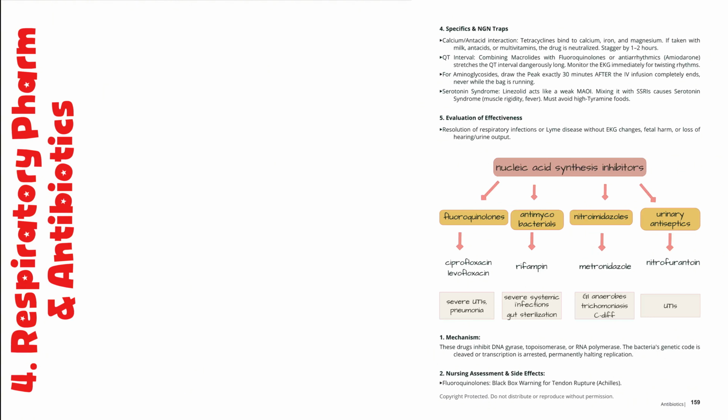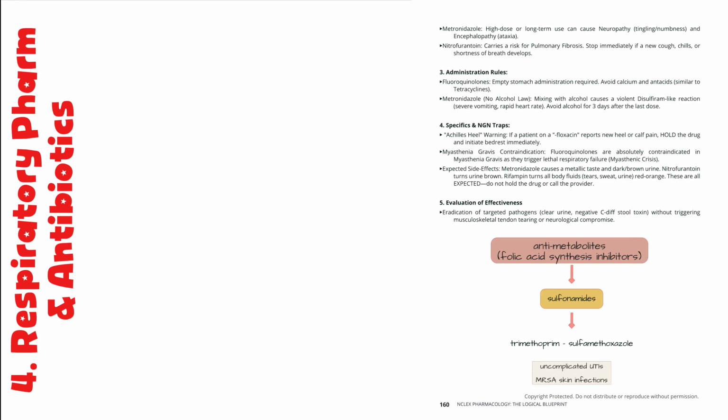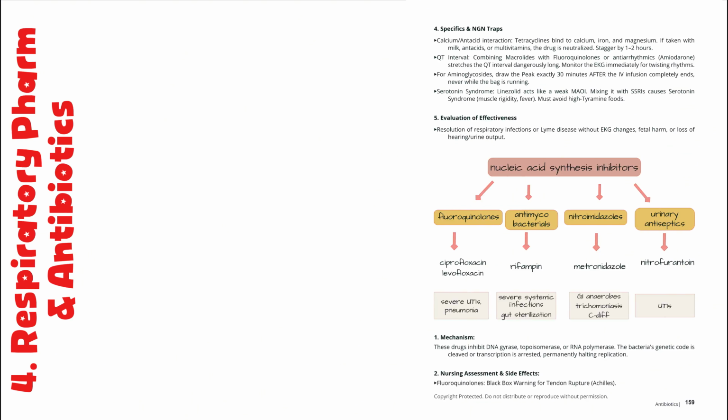panic. Nitrofurantoin treats UTIs, but carries a real risk of pulmonary fibrosis. A new cough, chills, or shortness of breath means stop the drug immediately. Rifampin, which we'll also see in TB treatment, turns every body fluid, tears, sweat, urine, red-orange. Completely expected. Don't hold the drug, just switch contact lens wearers to glasses.